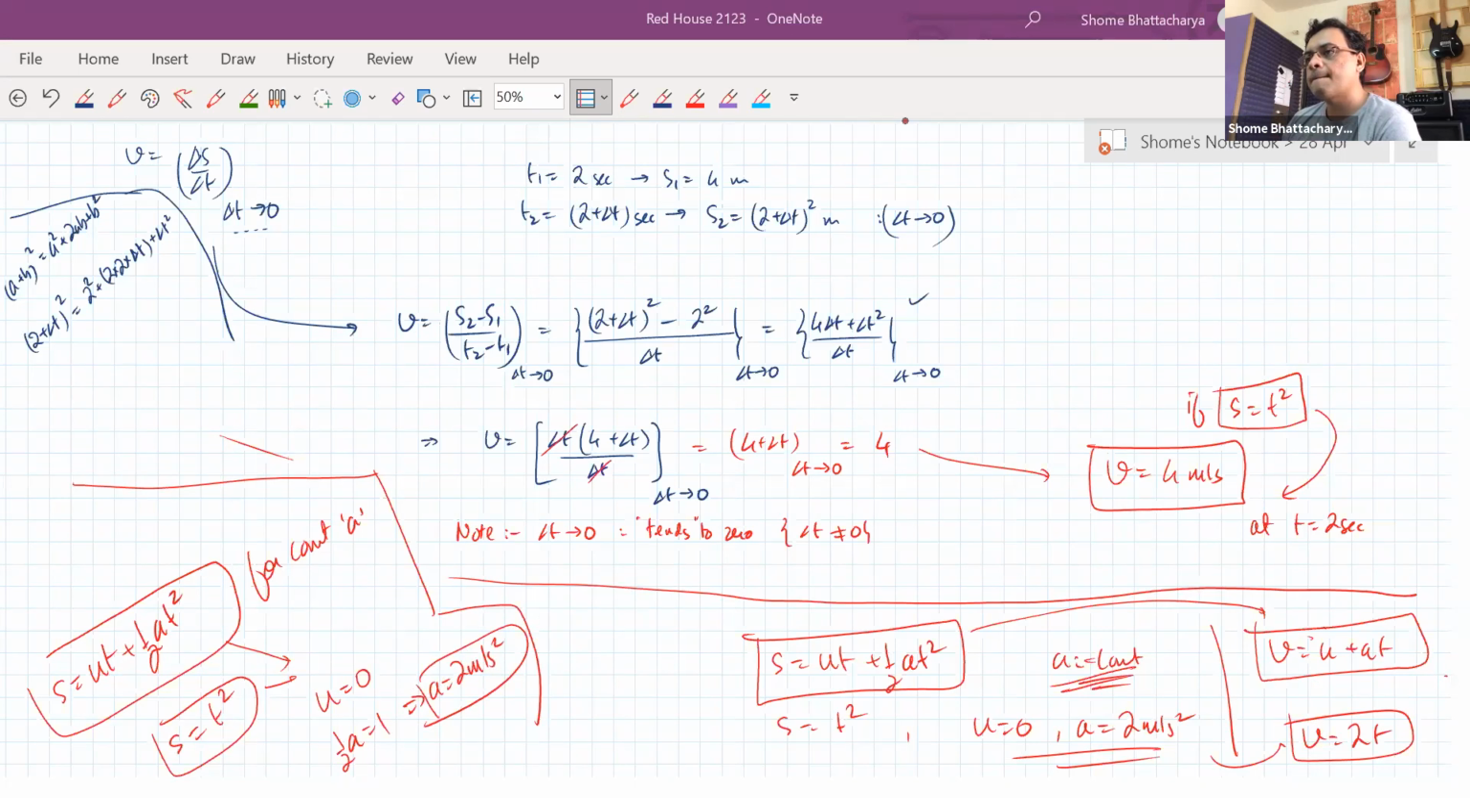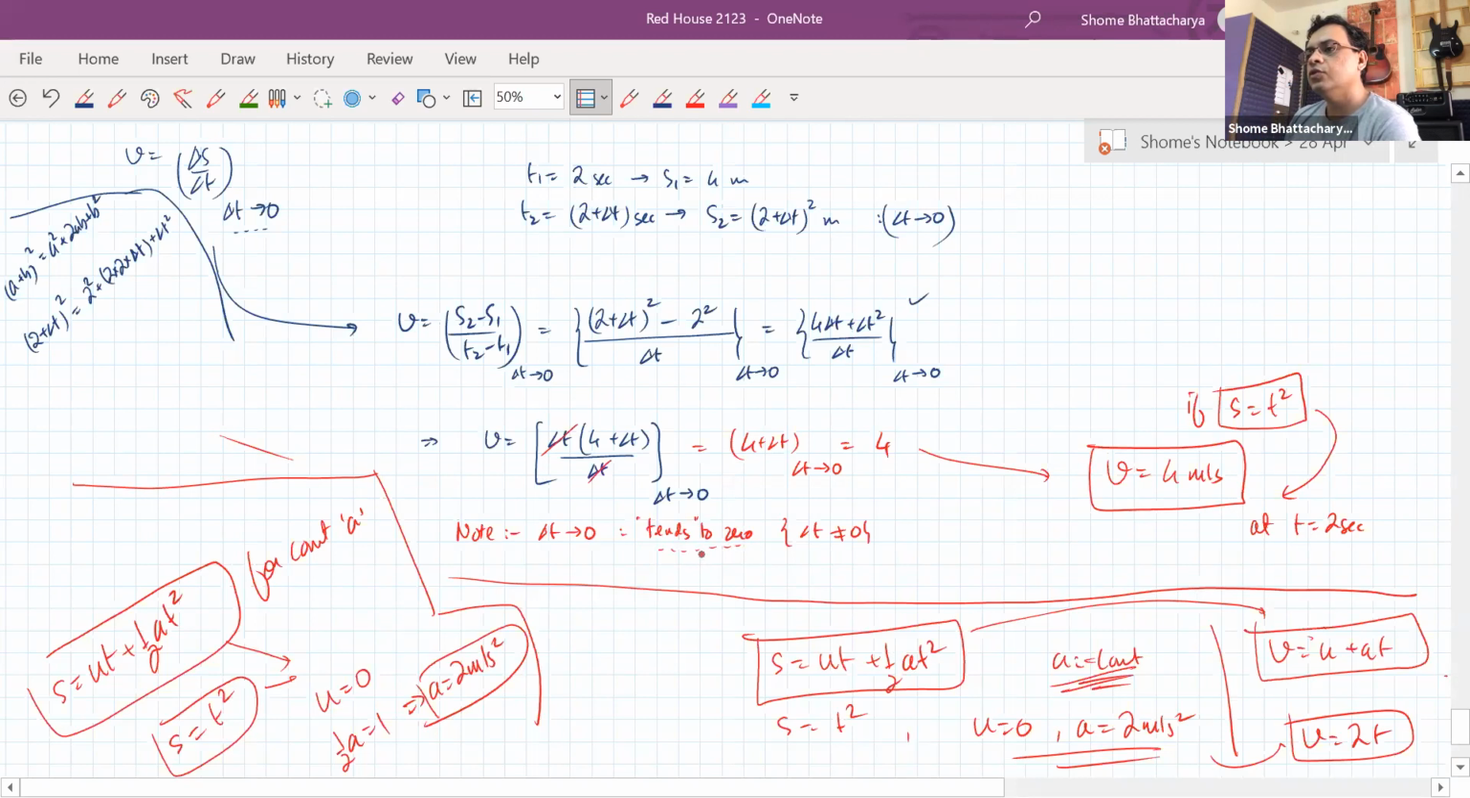Yes, Zarar, you have a question? Sir, can you explain the last statement that you've written in the note, as t tends to 0? Okay. t tends to 0 means it's not equal to 0. It's something very, very small. It might be 10 raised to minus 5. It might be 10 raised to minus 50 also. But it's not exactly equal to 0. It's almost equal to 0, but not equal to 0. Is the point clear?